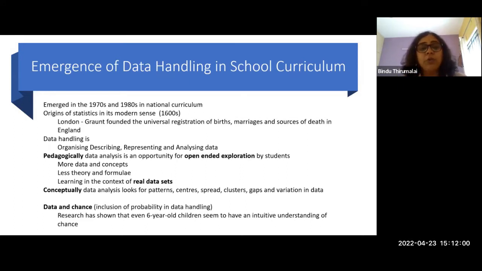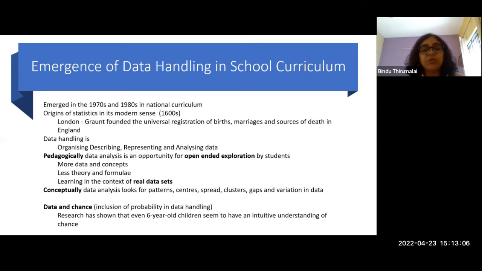So therefore, if we look at the origins of statistics, we find that statistics actually originated in a very social context, and it is about the census, it's about finding out about mortality in a country. And now everything is data driven, right? Because we all have Aadhaar cards now, and that is really what it is. It is data about us and our identity. And this kind of identity has been there maybe a century ago, more mainstream in the Western context. Now, pedagogically, that's why data analysis is really a topic for open-ended exploration, because it's so connected to our real everyday life.